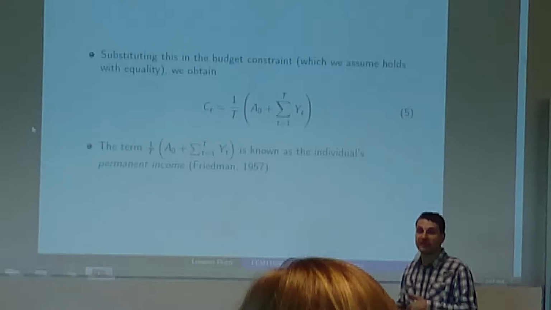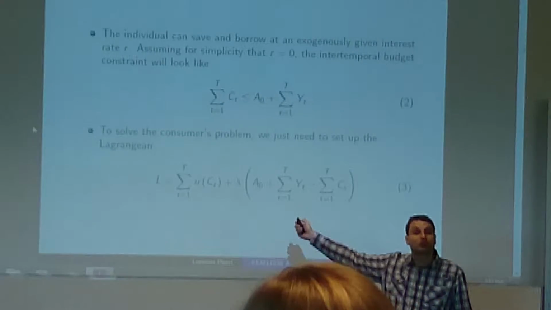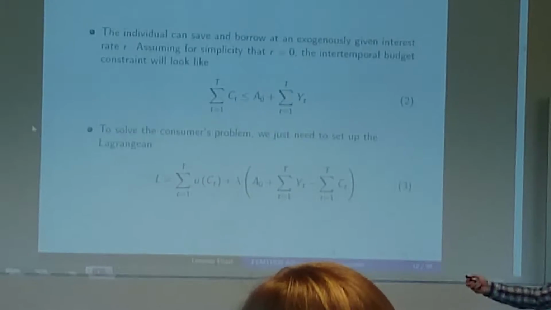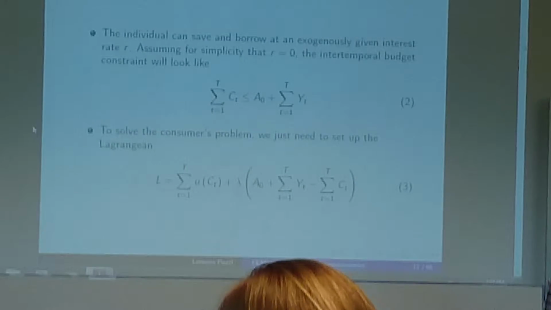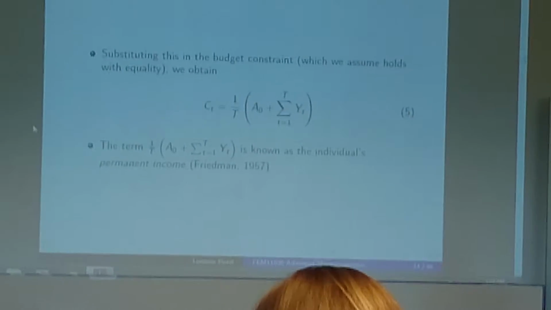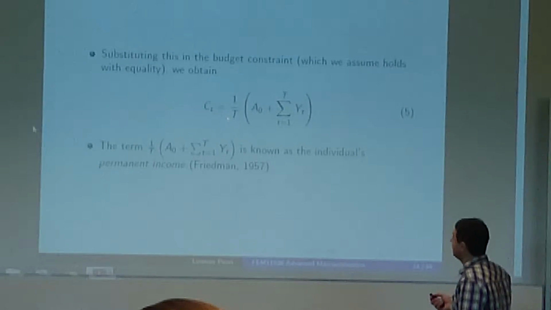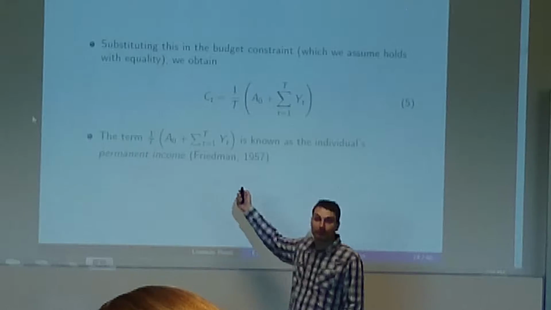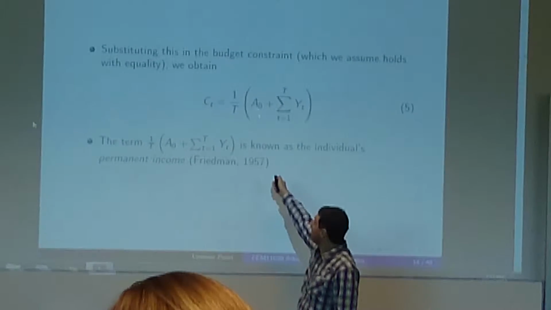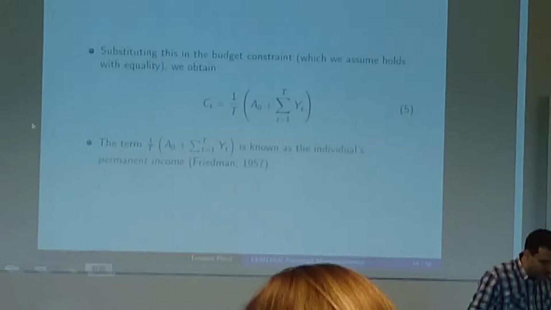When you have consumption that is equal in every period, you can substitute this result into your budget constraint. So you get the same C_T in every period. You can put that in here. Assuming that the budget constraint holds with equality, you can write down a consumption function that tells you that consumption in period T equals 1 over big T, the number of periods that a person lives, times initial wealth plus the sum of all current and future income.